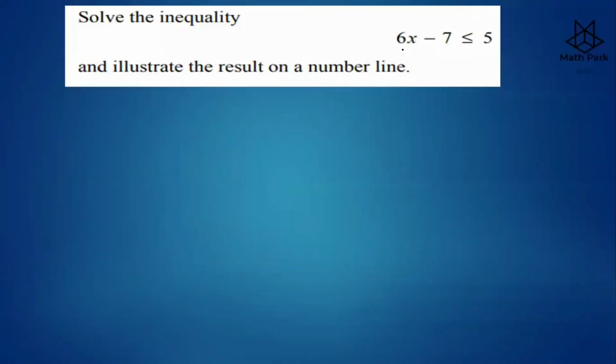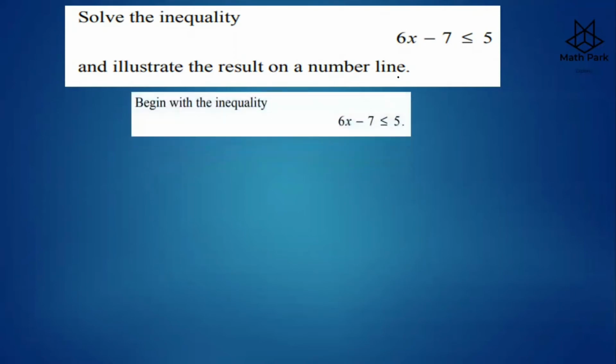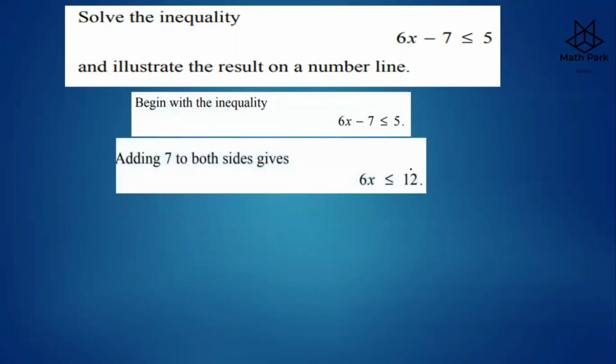Solve the inequality 6x minus 7 is less than or equal to 5. Let us show this with the steps, how it is to be done. We start with 6x minus 7 is less than or equal to 5. We need to get rid of this minus 7 first, so we will be adding 7 to both sides. So we are doing 6x minus 7 plus 7 is less than or equal to 5 plus 7. This is how we get 6x is less than or equal to 12.